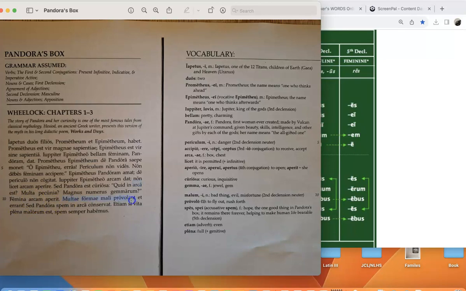And what happens when she opens the box? Well, now here we have multa mala provolant. That means literally many forms of evil fly out and fly about. Right? So literally wander astray, but you have to kind of maybe be a little more creative with your translation.